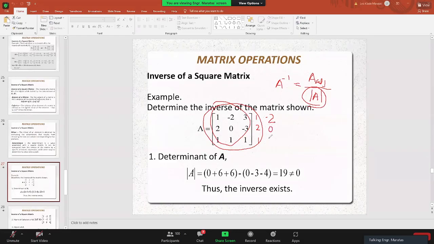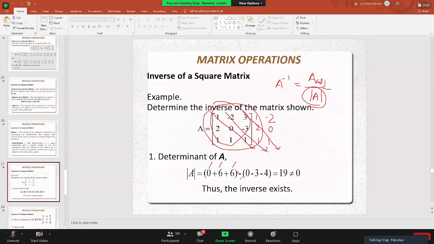For a 3 by 3 matrix, there's a simple way to determine the determinant, no? You simply copy the elements of the first two columns and you multiply, you get the products of these downward diagonals. So the result is, this is 1. Now this one is plus 6. Okay, sorry, this is 0, and this one is plus 6. So this is the sum of the products of the downward diagonals.